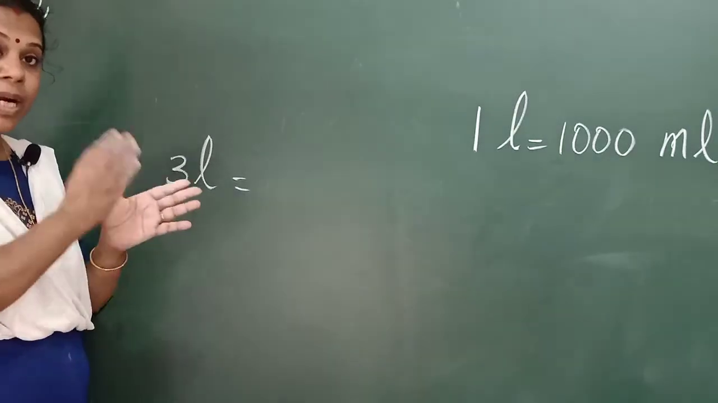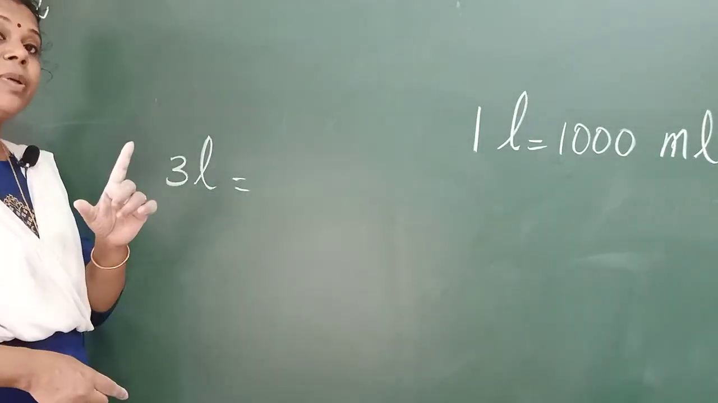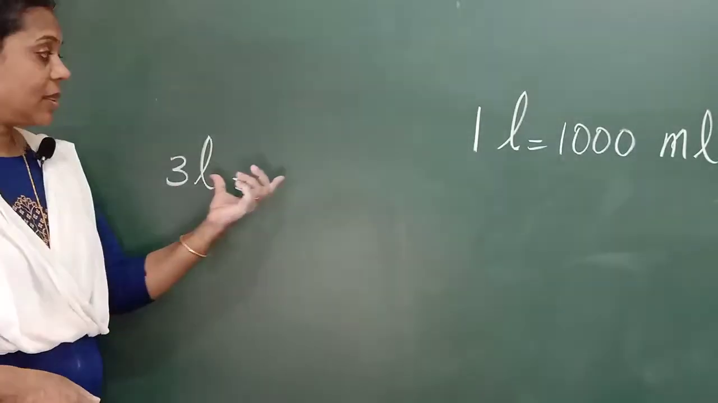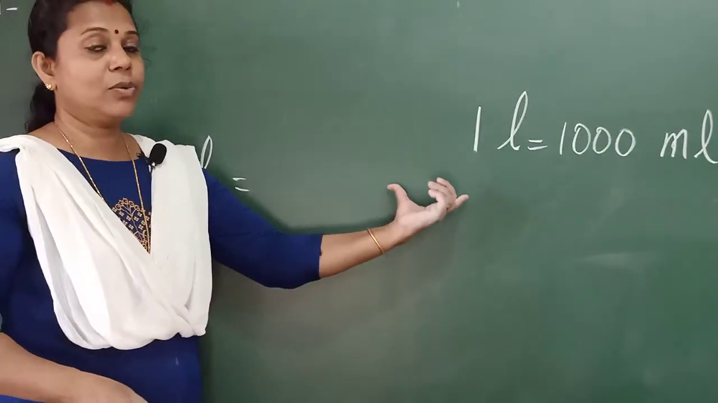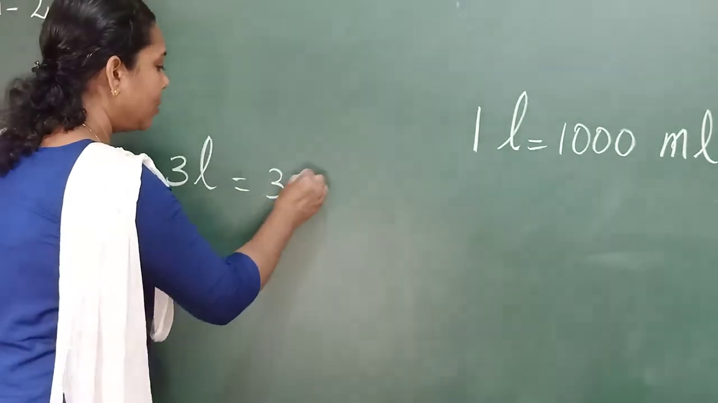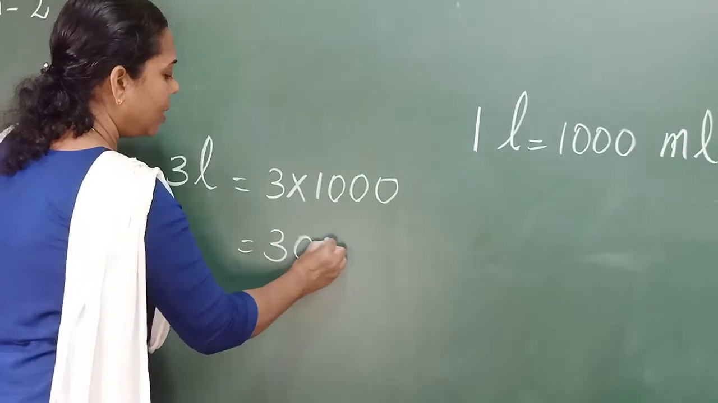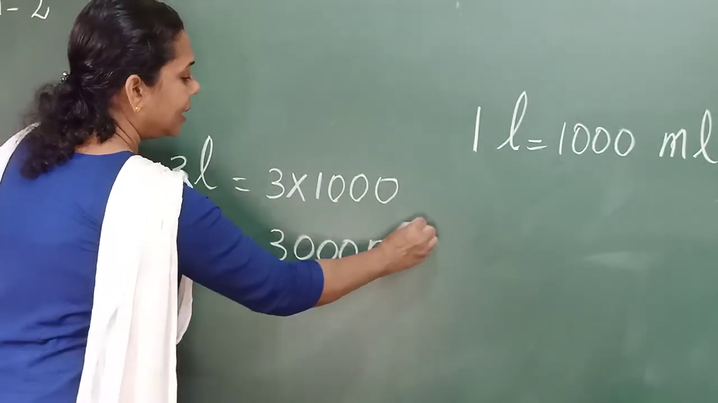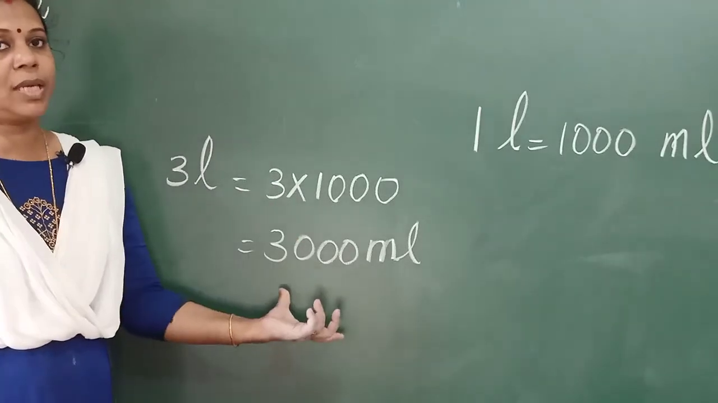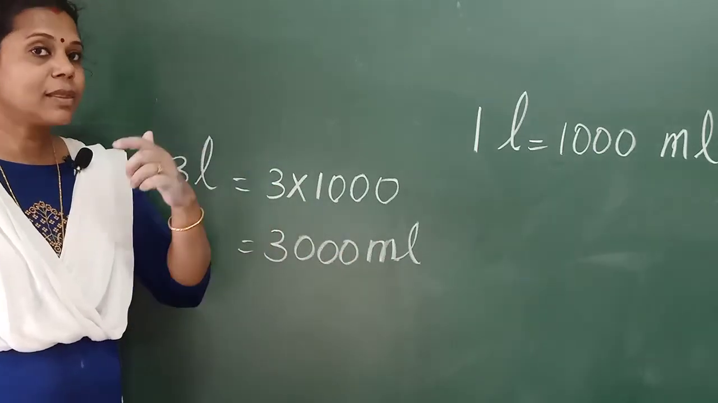3 liter means 1 liter plus 1 liter plus 1 liter. Now, 1 liter is 1000 milliliter. So 3 liter is actually 1000 milliliter plus 1000 milliliter plus 1000 milliliter. Now let's do 3 into 1000, that is equal to 3000 milliliter. Just like kilometer and meter, liter is converted to milliliter by multiplying it with 1000.